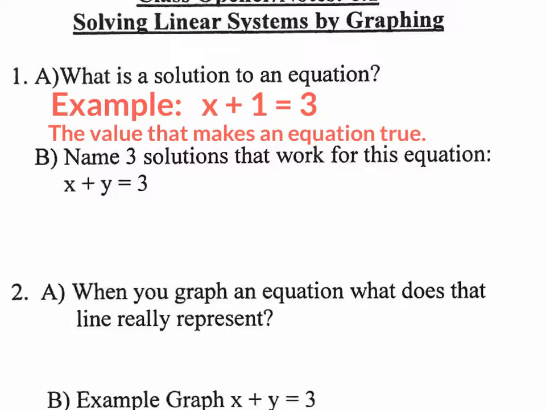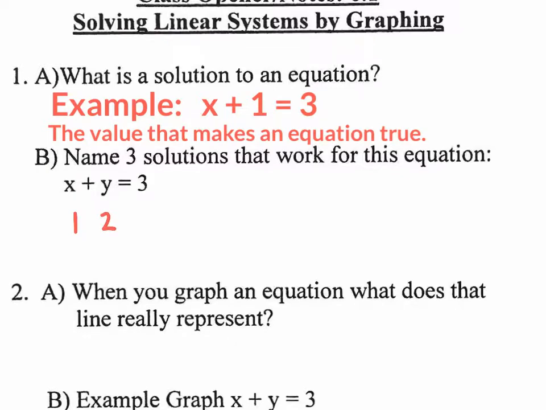Let's move on to 1B. It says, name 3 solutions that work for this equation. Okay, so if we compare the first example I gave you, it has 1 letter, just a variable x. The second equation has 2 variables, x and y. So name 3 solutions that work. 3 pairs of numbers that you could plug in here and here that'll make it a true statement. So some of us will be thinking, okay, how about 1 and 2, right? 1 plus 2 equals 3.